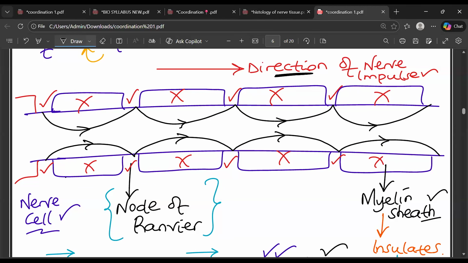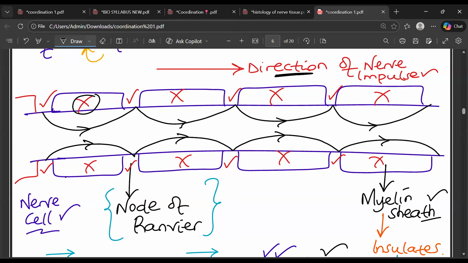Like that. Someone may ask, why is it jumping? Here we have the myelin sheath, which insulates, and when it insulates, we cannot have diffusion. Diffusion of what? Sodium and potassium ions. That means we shall not have a wave of depolarization moving, so the impulse will not move in those regions.